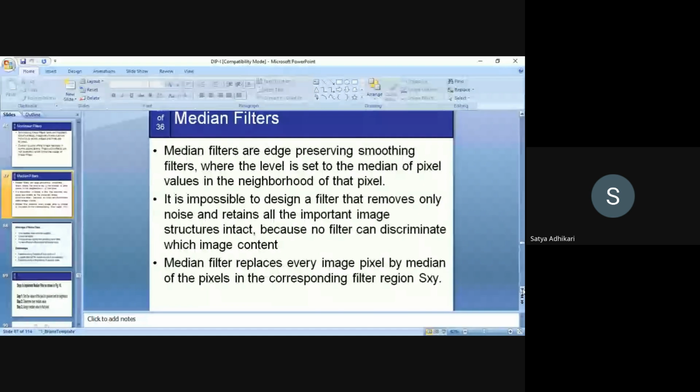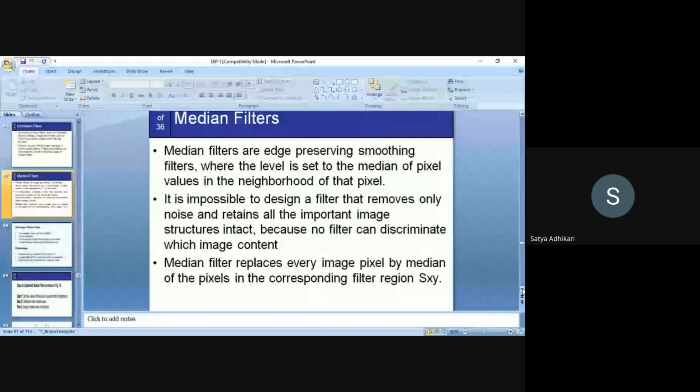Median filters are edge preserving smoothing filters. Here the pixel value is set to the median of the pixel values in the neighborhood of the pixel. It is exactly the same as the average filter we discussed in the last slide, but in place of taking the average mean, we take the median of the neighborhood pixels. This is called the median filter.